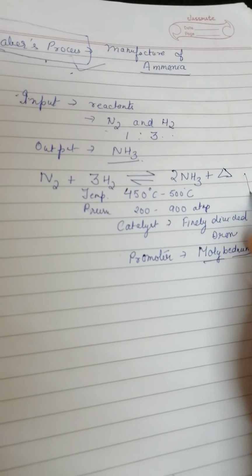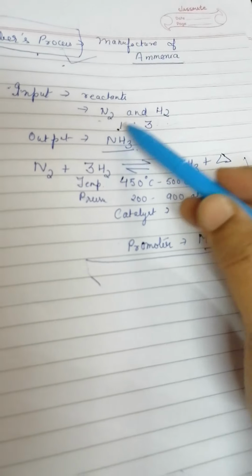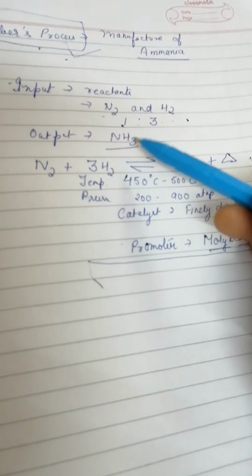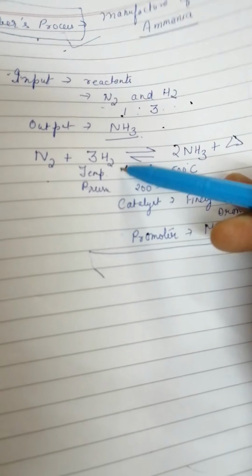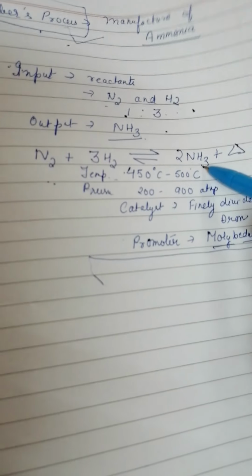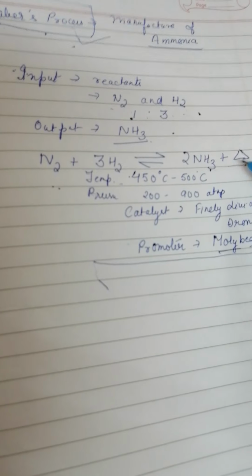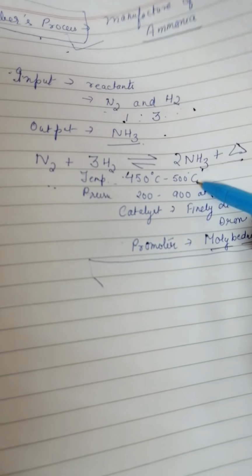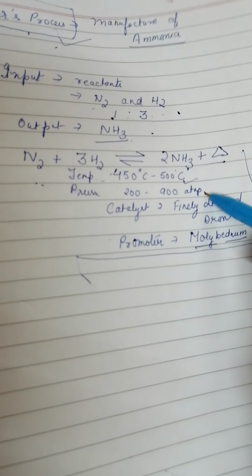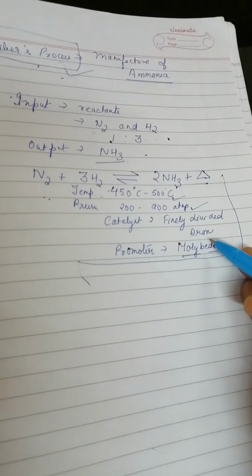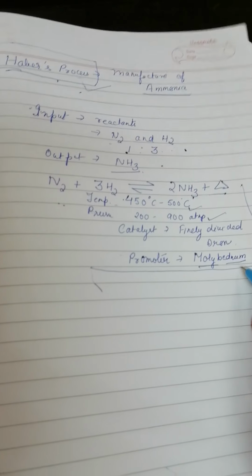So if you learn this much, that completes your Haber's process. You know what the inputs are, nitrogen and hydrogen. You know the ratio of the reactants, that is nitrogen is 1 part, so the ratio of nitrogen to hydrogen is 1:3, and then it gives you 2 volumes of ammonia. The reaction is exothermic. Reaction temperature will be 450 to 500 degrees Celsius. Pressure required is 200 to 900 atmosphere. Catalyst is finely divided iron. Even Fe2O3 can be used, and the promoter is molybdenum.